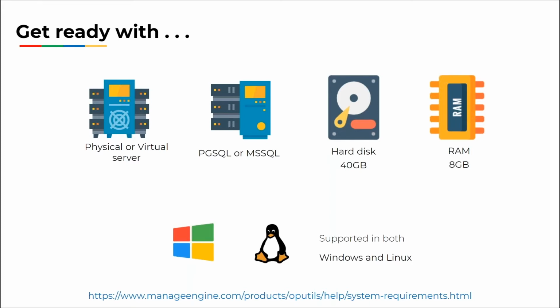The inbuilt database which comes with the product is called Postgres or PGSQL, and we also support MS SQL as a database. And you'd require a minimum of 8 GB of RAM with 40 GB of hard disk. As of now, OpUtils can be installed on a Windows or a Linux-based platform. For more details on the prerequisites and the hardware and software requirements, you can visit the link given at the bottom of the presentation slide.